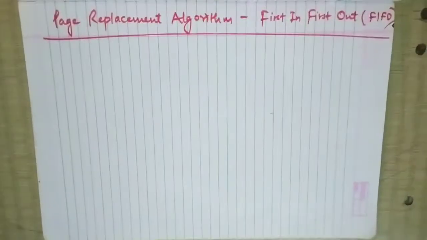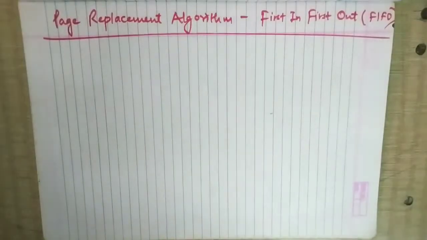Starting with the page replacement algorithm. As we have already seen, we have three page replacement algorithms: one is FIFO, second is LRU, and the third one is the optimal page replacement algorithm. And we also know why page replacement is required.